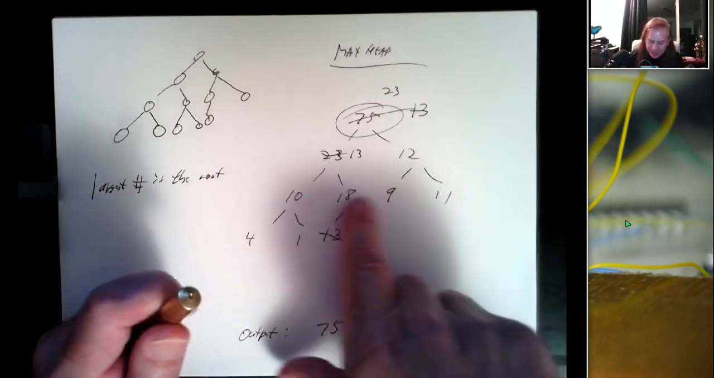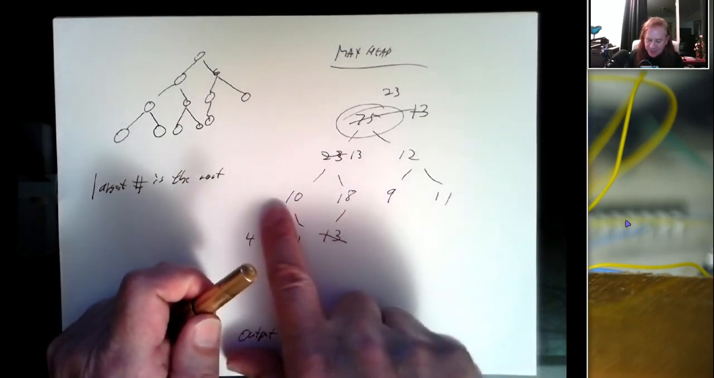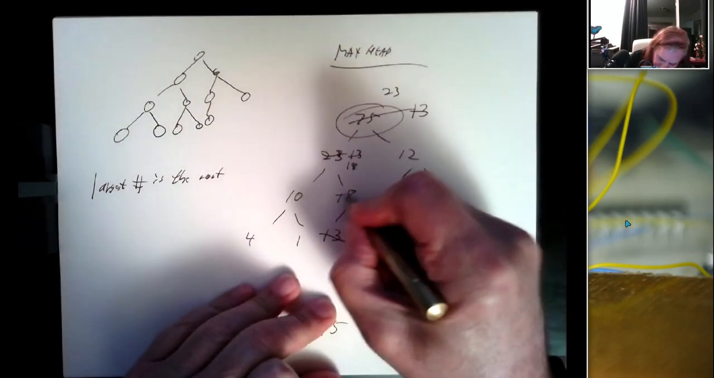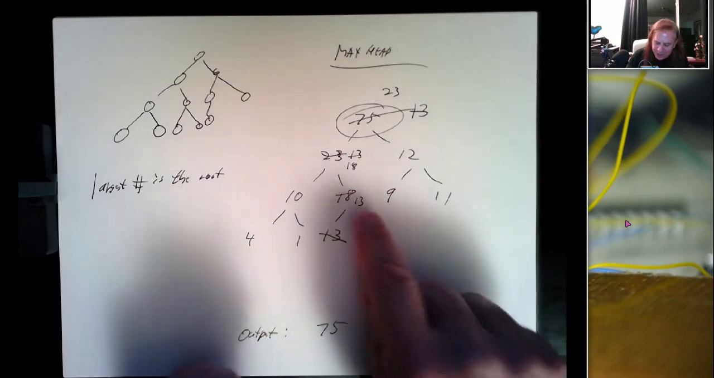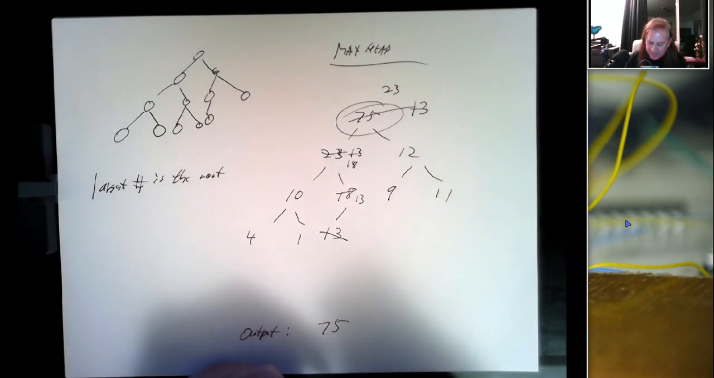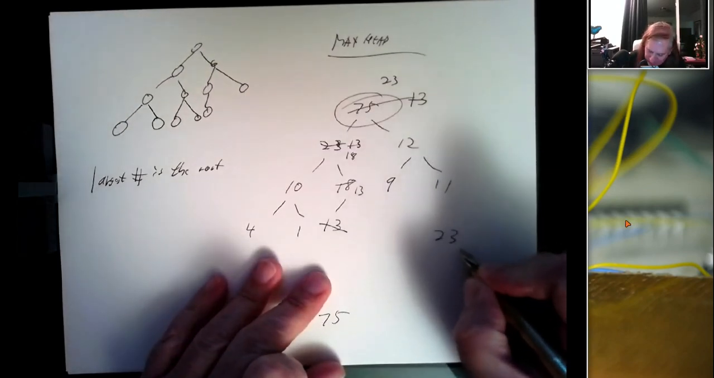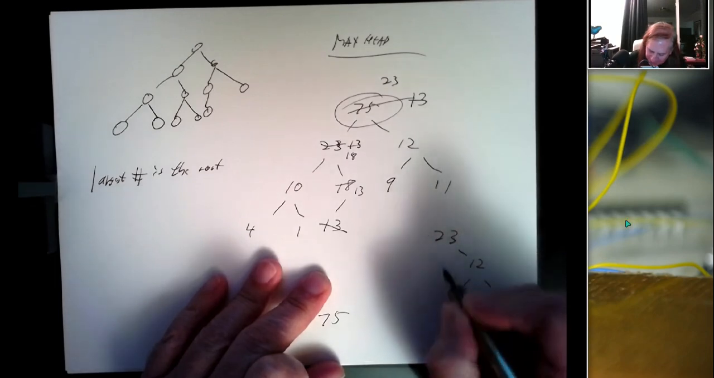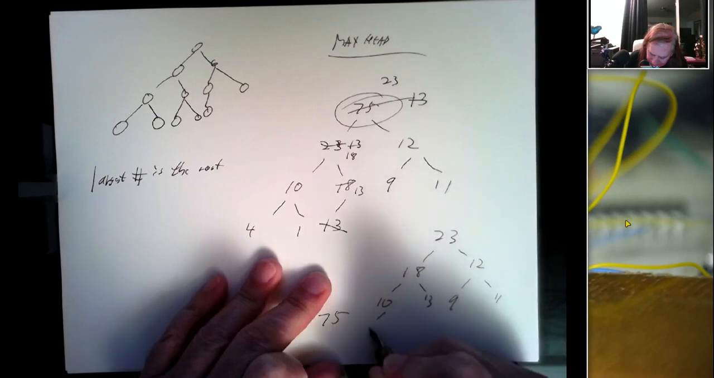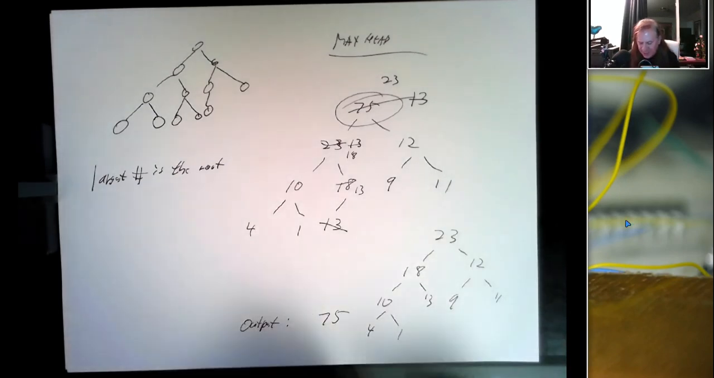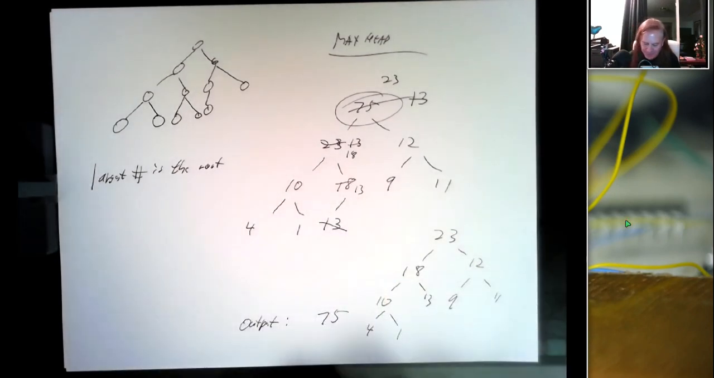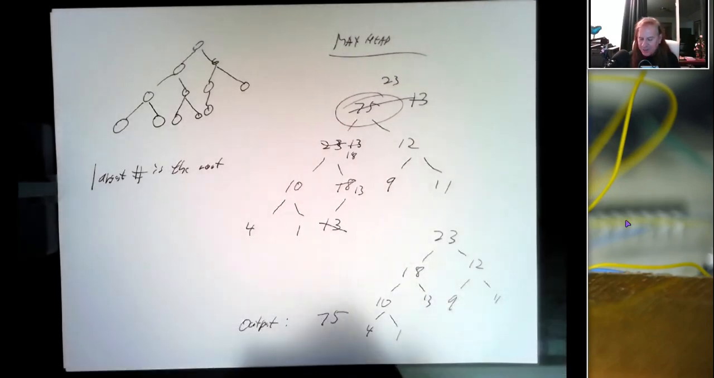Is 13 bigger than both of its children? Well, no, it's not bigger than both of its children, so I'm going to swap with its largest child. So I'll put 18 here and bring 13 down here. And is 13 bigger than both of its children? It has no children, so it satisfies the heap property, and we're done. And so our new heap looks like this: 23, 12, 9, 11, 18, 10, 13, 4, 1. It's got the shape of a heap. Each node satisfies the heap property. And now the largest number in our collection is 23.